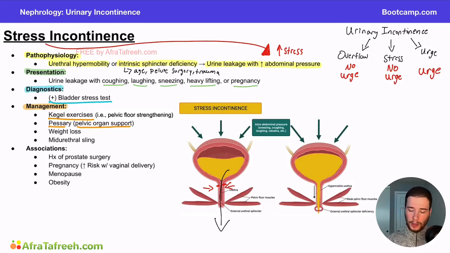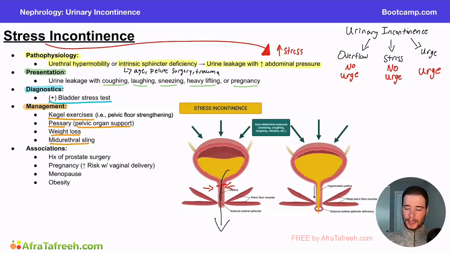We can also consider other things such as weight loss or lifestyle modifications. If we have a significant increase in bodily tissue, this is likely going to increase our abdominal pressure, right? And we said anything that increases abdominal pressure can make the symptoms worse or more present for the patient. And finally, we can consider the mid-urethral sling procedure. This is a surgical procedure which acts to elevate the urethra and provide it with more support for the patient, hopefully decreasing their symptoms of stress incontinence.